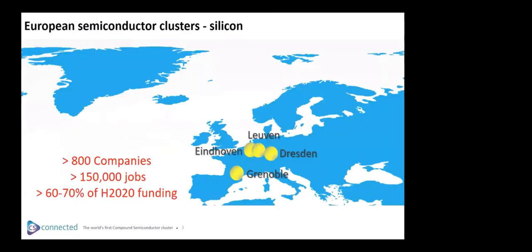If we look at the history of the development of silicon semiconductors in Europe, it's been dominated by a cluster model with 4 clusters of excellence around Grenoble, Eindhoven, Leuven, and Dresden. Analysing these clusters highlights there are typically over 800 companies, over 150,000 jobs, and activities in these clusters secure the majority of all research and development and innovation funding in Horizon 2020 around semiconductor development.